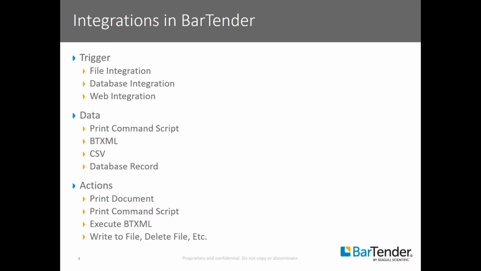We'll see how all these come together in the live demonstration portion of today's session, but it's important to understand these three main components of designing an integration. Also incredibly important to understand that a lot of these are interchangeable. For example, you can have a web integration that passes print command script or btxml, and then the actions are to print the actual label and then perhaps write the data to a file, send back a web request response, or any number of the actions that we have available to us.